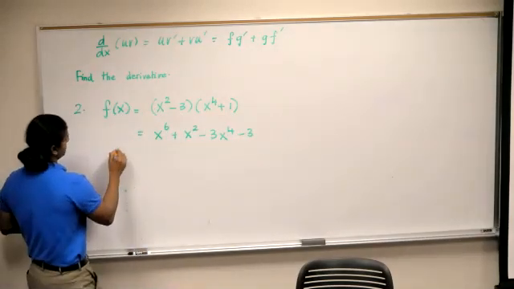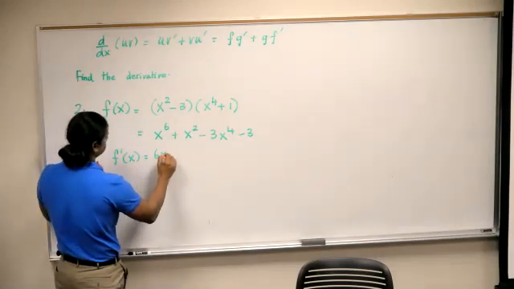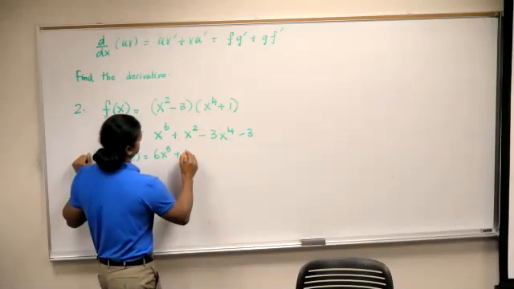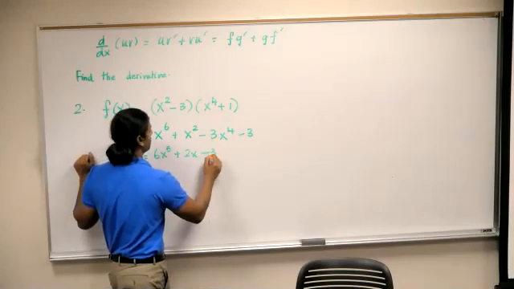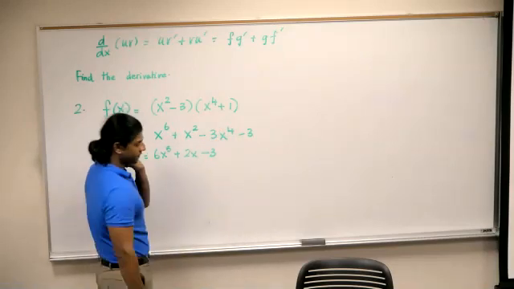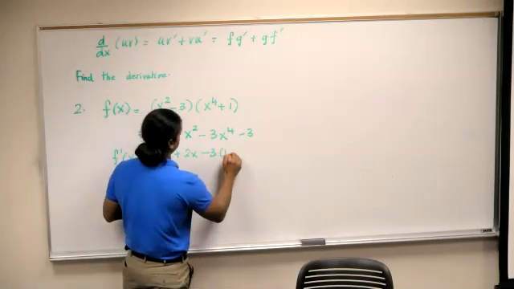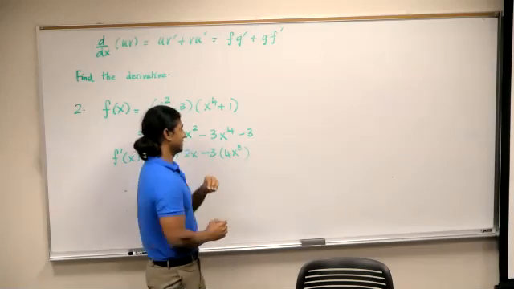What is the derivative of x^6? 6x^5. Derivative of x squared. Derivative, well, 3 would remain as is. What is the derivative of x^4? And the derivative of a constant, 0.